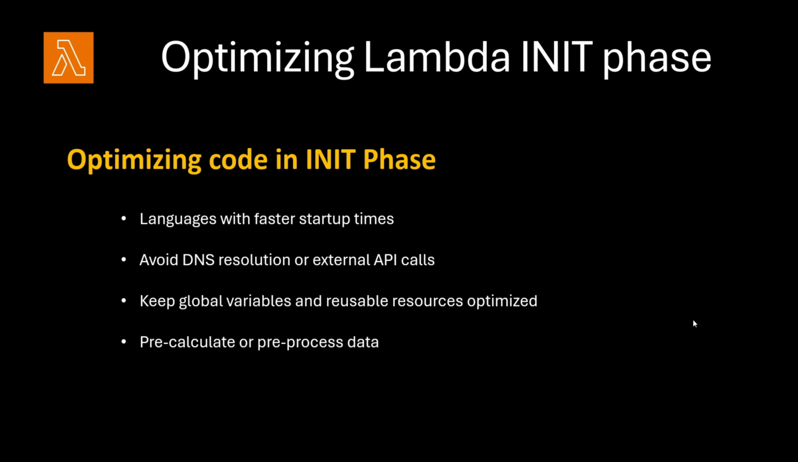And you can also pre-calculate or pre-process data. If your function relies on static data or lookup tables, you can pre-calculate and pre-process that data and keep it in the cache, and that way you can access it for the other Lambda initializations, and that will improve the initializations for the subsequent Lambda functions. So in short, keep your package small and make your init code run fast.